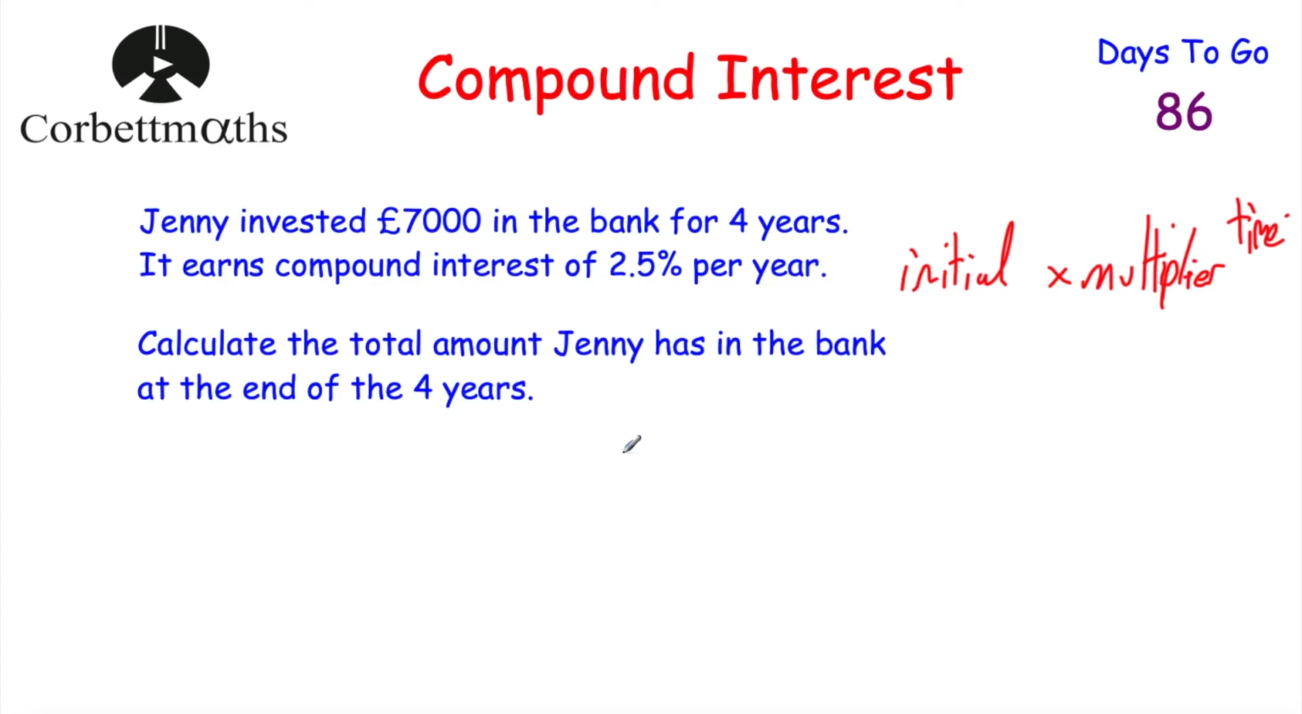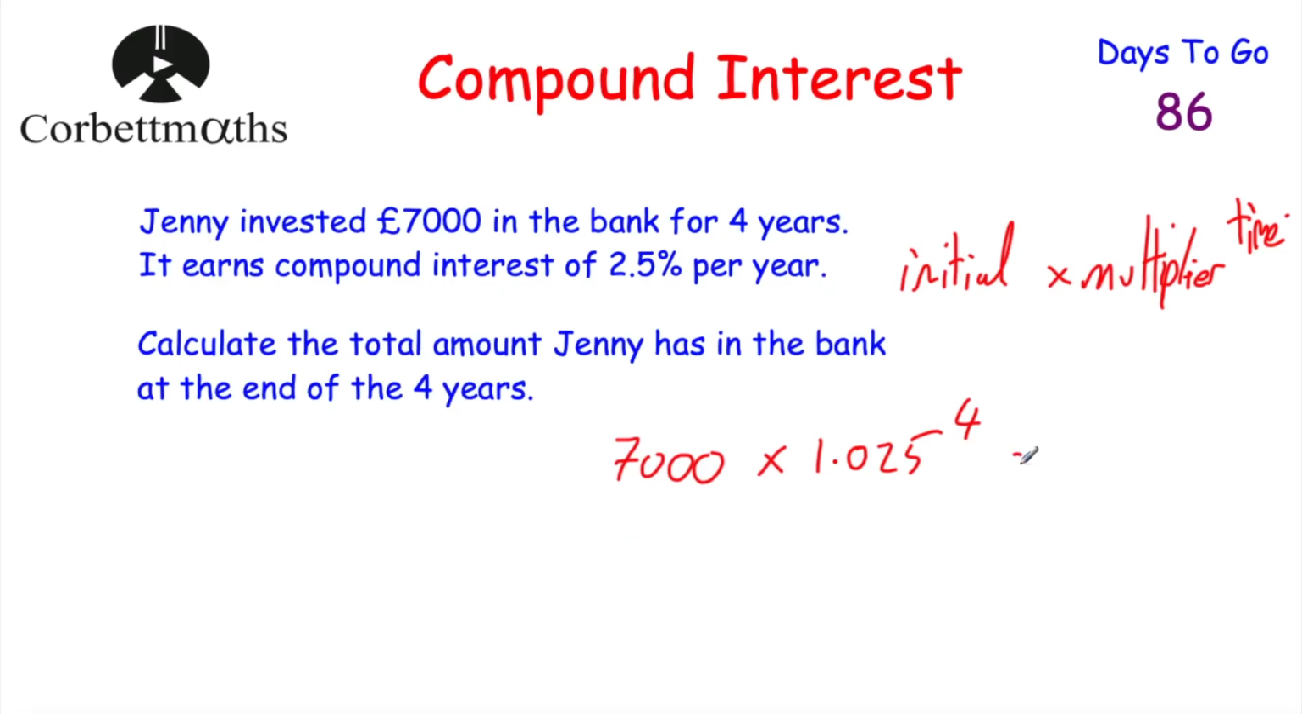So the initial amount of money is £7,000 multiplied by the multiplier. Now, it's gone up by 2.5%. So if you've got 100%, it goes up by 2.5%, you would have 102.5%, or as a multiplier, that would be 1.025. Okay, so that's the multiplier there. Now that was a bit trickier because it was a decimal number. If you wrote 1.25, that would be 25% rather than 2.5%. So that's why the multiplier is 1.025. And then to the power of time, because it's invested for 4 years, it's to the power of 4. So we now just need to do 7,000 multiplied by 1.025 to the power of 4.